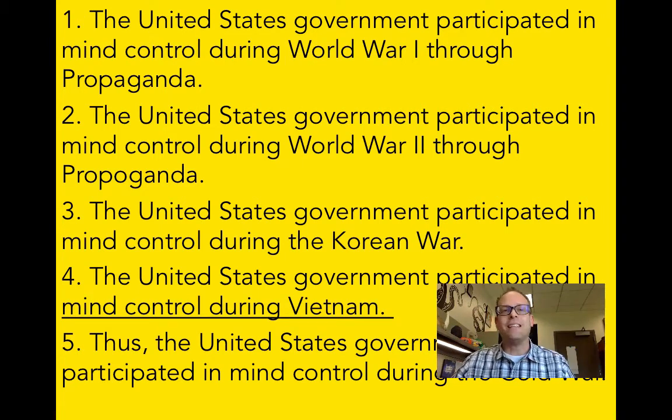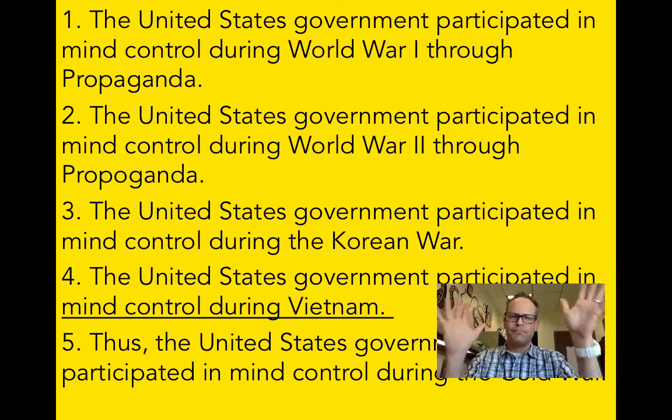This is an inductive argument, and the reason why this argument is inductive is because if 1, 2, 3, and 4 are true, we're not saying whether they're true or not, but if they're true, they do make it more likely that maybe the United States participated in mind control in another instance too. It's not a slam dunk, it's not a guarantee, but 1 through 4 support 5. They make it a little more likely. How likely? It's hard to say.